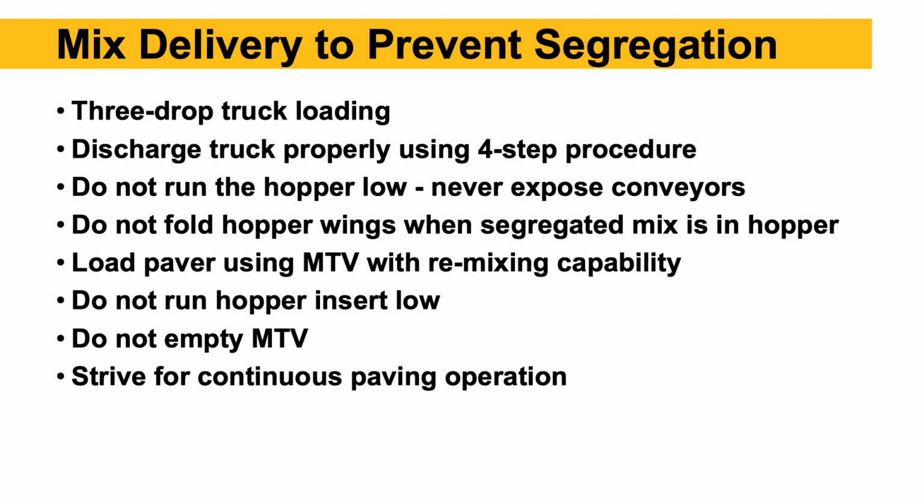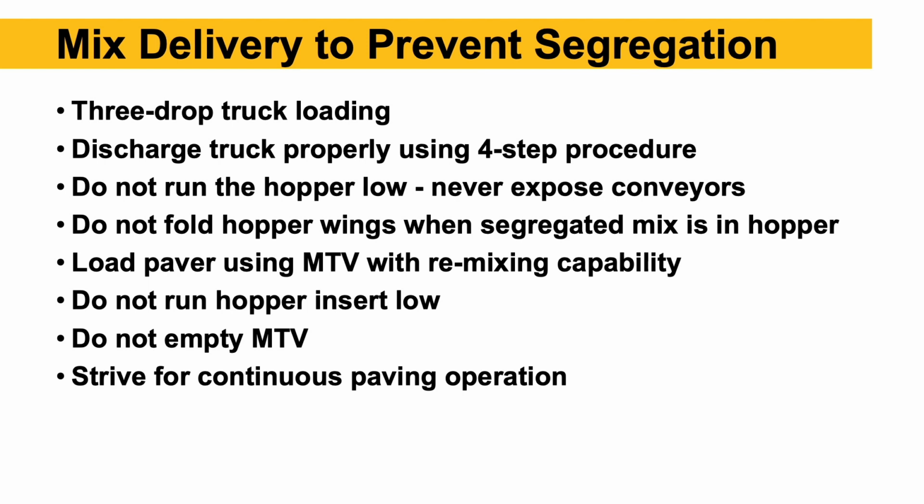So, mix delivery, preventing segregation: use 3-drop truck loading at the plant. Discharge the truck properly using a 4-step procedure at the paver. Don't run the hopper low. Do not expose the slat conveyors or the bottom of the hopper, because that means we're too low in the hopper. Don't fold the hopper wings when there's segregated mix in there. If we do have segregated mix in there, let the next truck dump on top of it before we move mix back to the screed.